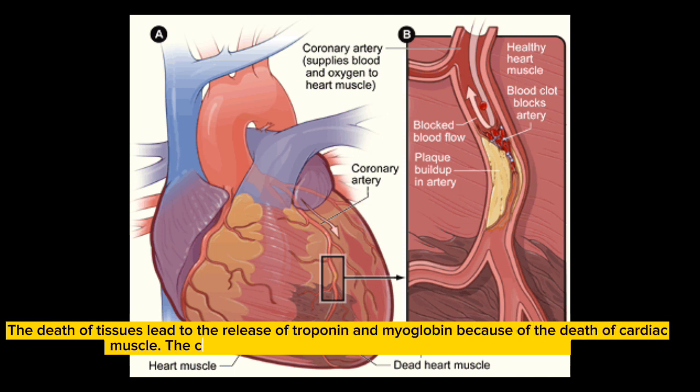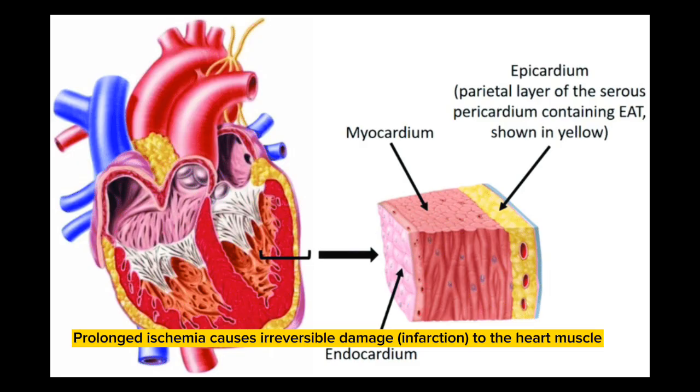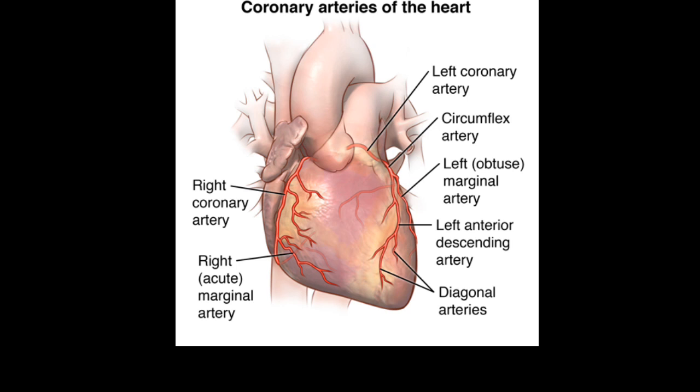Because of the death of cardiac muscle, the cells die within 45 minutes and the damage is irreversible. Prolonged ischemia causes irreversible damage, infarction, to the heart muscle.